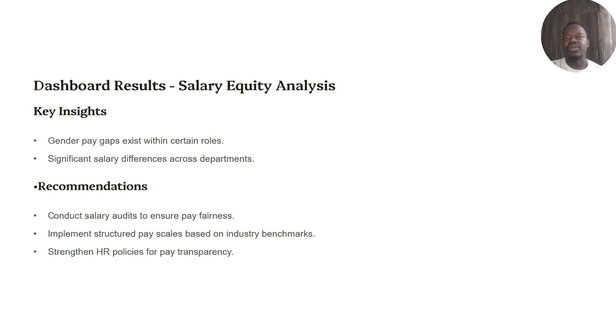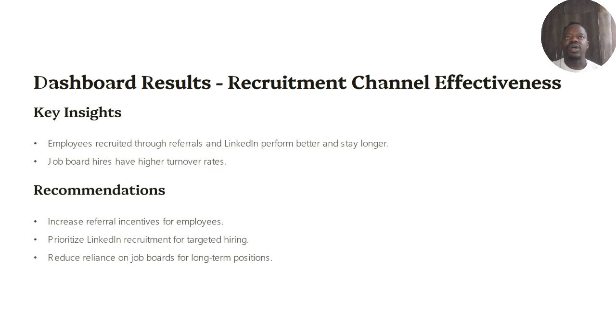Recommendations are: conduct salary audits to ensure pay fairness. Number two, implement structured pay scales based on industry benchmarks. This means comparing ourselves to the industry, or to people out there. This will ensure that salary is not one of the things people leave the organization for. The other one is to strengthen HR policies for pay transparency. At times, you realize that you're working in the same position as someone in the same organization or department, but one of you gets paid better than the other. So policies for pay transparency will really go a long way.